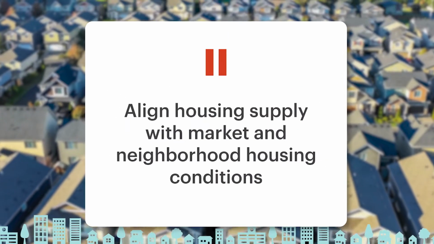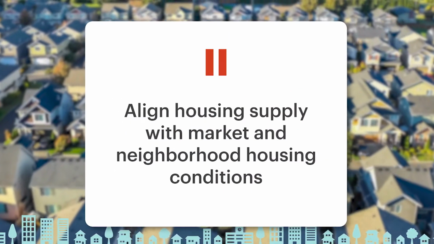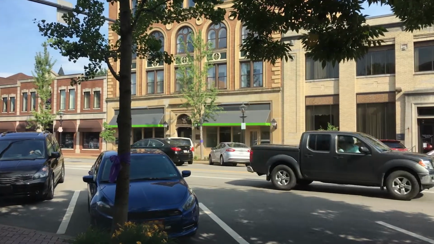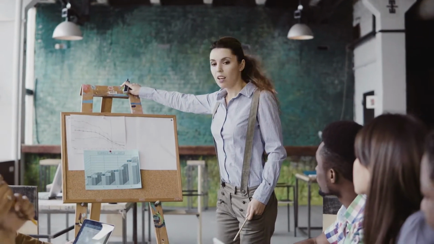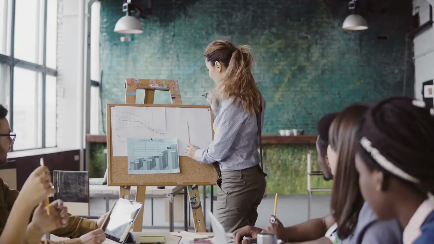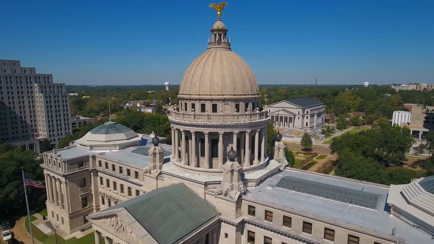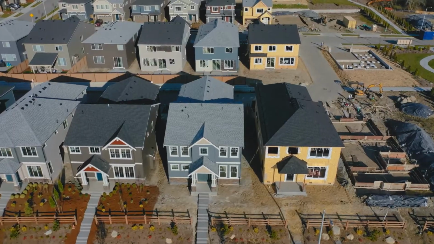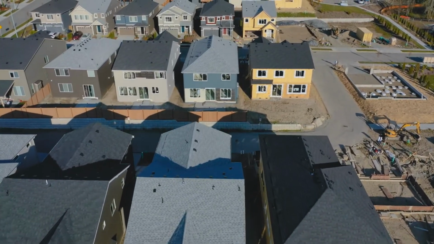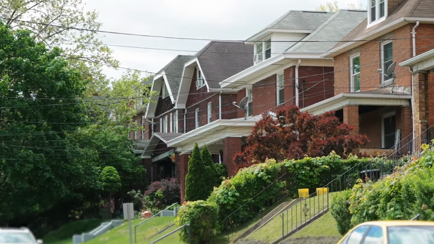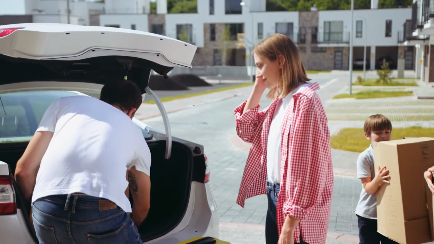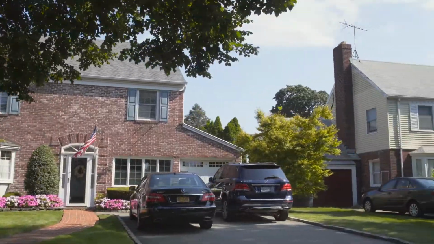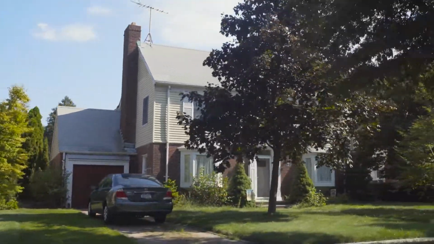2. Align housing supply with market and neighborhood housing conditions. The policies under Pillar 2 aim to promote affordability by making it easier for the private sector to increase the overall supply of housing to meet demand, or by giving local governments the tools and strategies they need to deal with vacant or abandoned inventory. Unlike units covered by policies under Pillar 1, the rents and home prices of units created through Pillar 2 policies are not legally restricted to affordable levels.